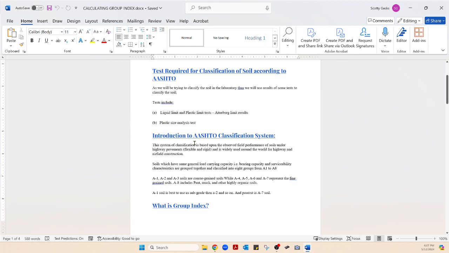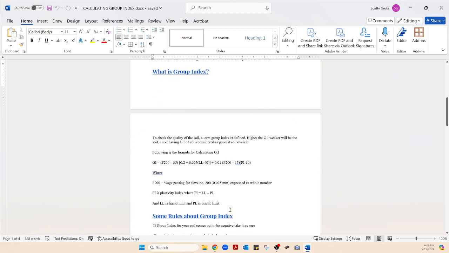This classification system is based upon the observed field performance of soils under highways. Soils which have general load carrying capacity, bearing capacity, and serviceability. These will be your soil types. All of these A's will be pretty good soils. They start getting to be a little bit shaky when you get into A4 through A6, and A7 is just a clay, real fine soil, not good for construction. But A1 is the best.